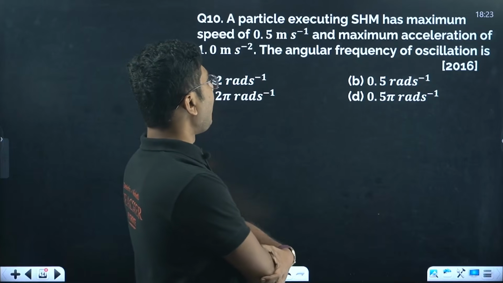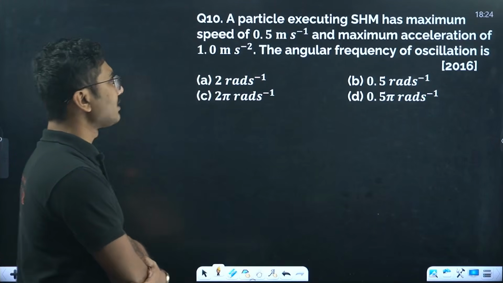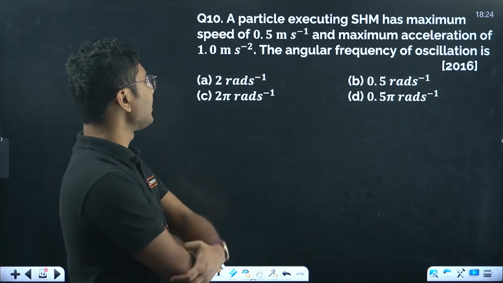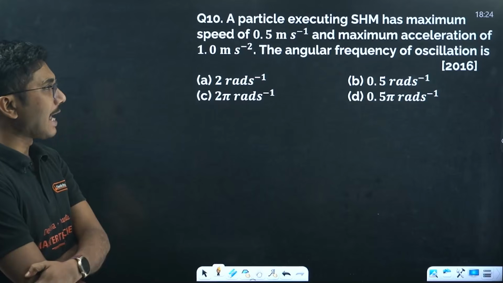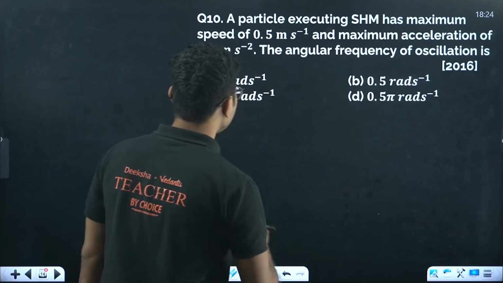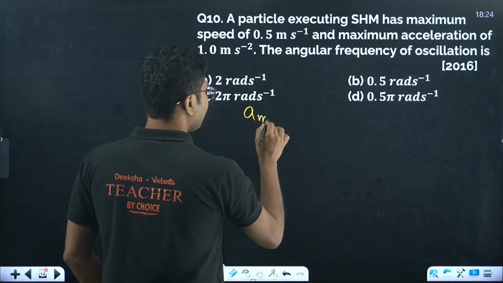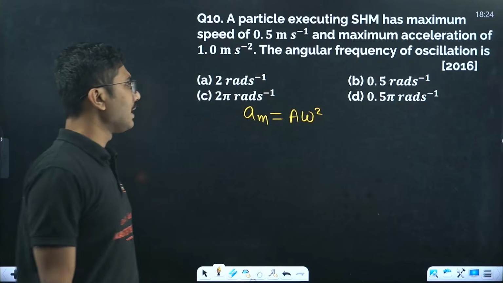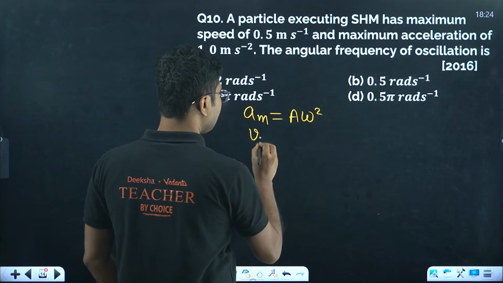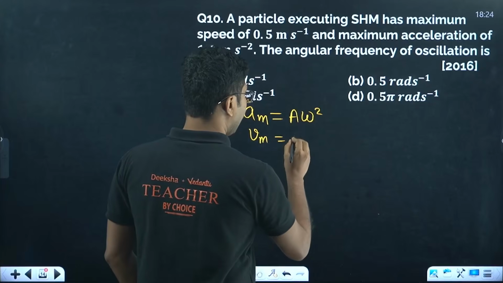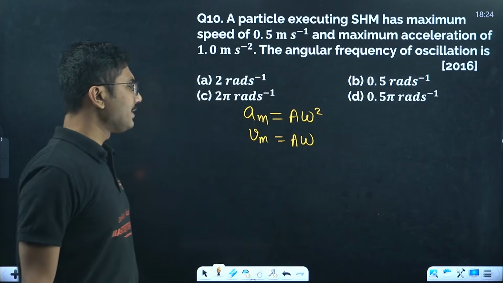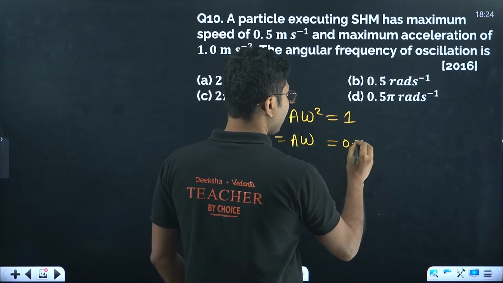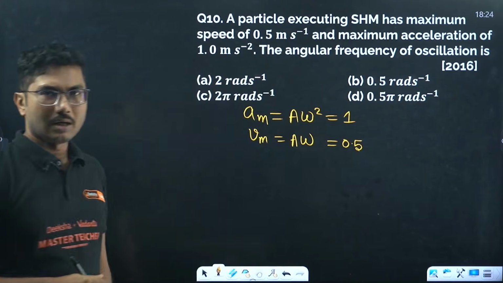First question: a particle executing SHM has maximum speed of 0.5 meter per second and maximum acceleration of 1 meter per second square. The angular frequency of the oscillation is? So we know that maximum acceleration is A omega square. There is a negative sign, but we will ignore the negative sign for this problem. Maximum speed is A into omega. Now it is given maximum acceleration is 1 meter per second square and maximum speed is 0.5. They ask what is the value of omega. So you have to find omega.